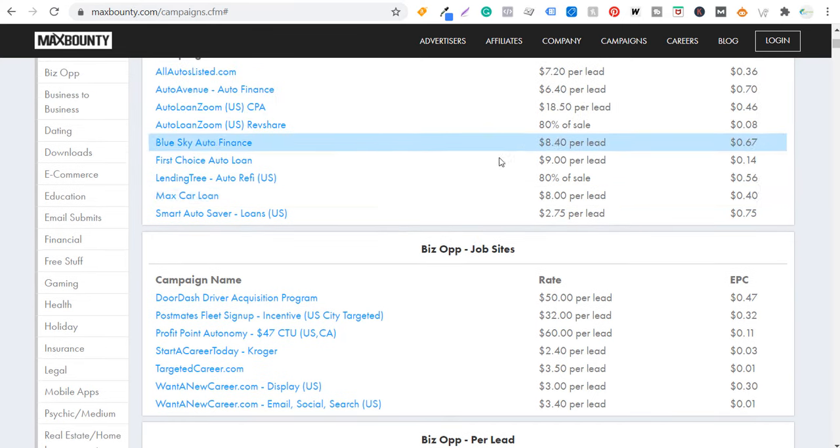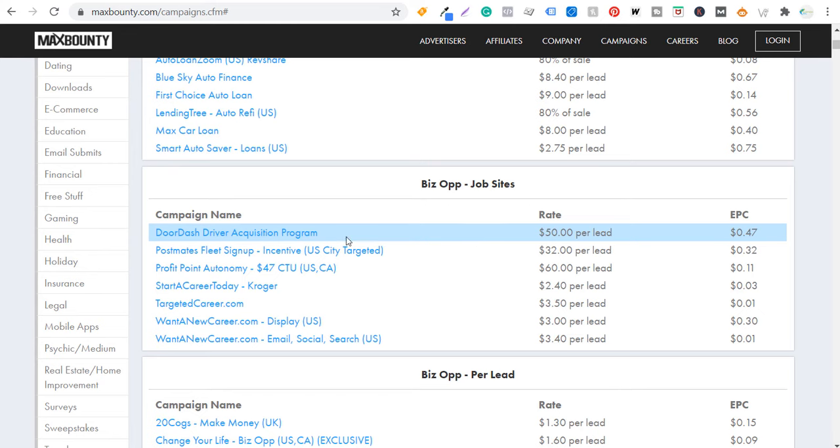So right here you can see some of the different CPA offers they have. So for example, this is the DoorDash driver acquisition program. So let's just say I write a website about different ways to earn an income and earn a passive income and earn a side income, different things like that. And one of my things is doing DoorDash. So let's say I send people to be a DoorDash driver. I get $50 per lead.